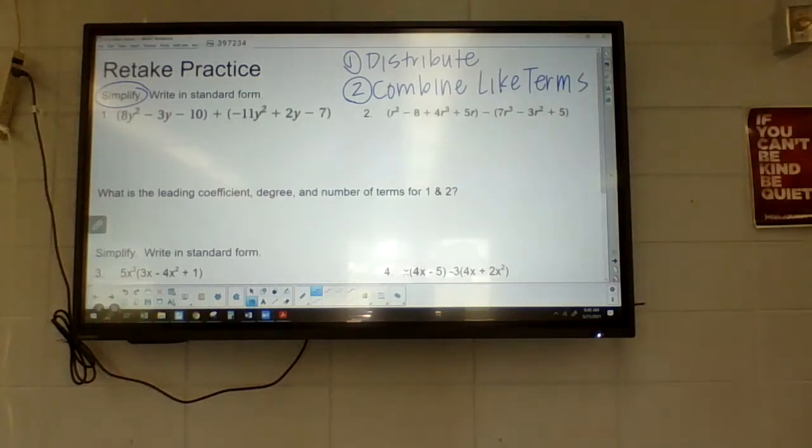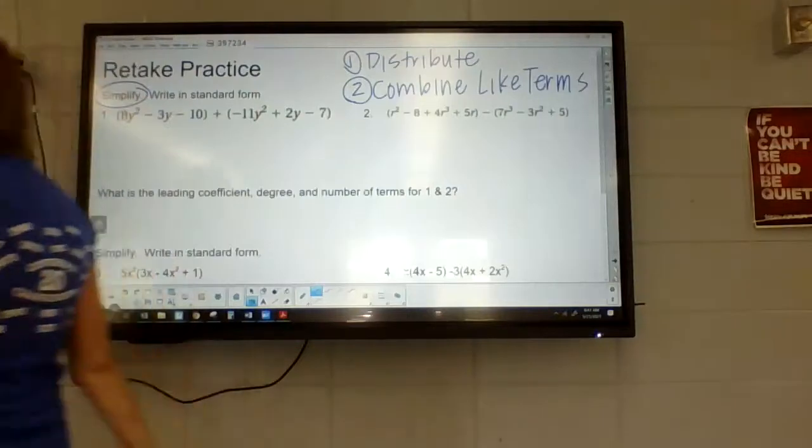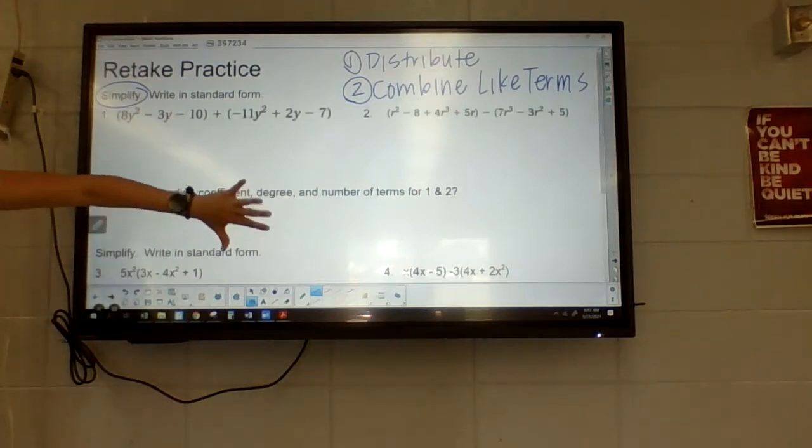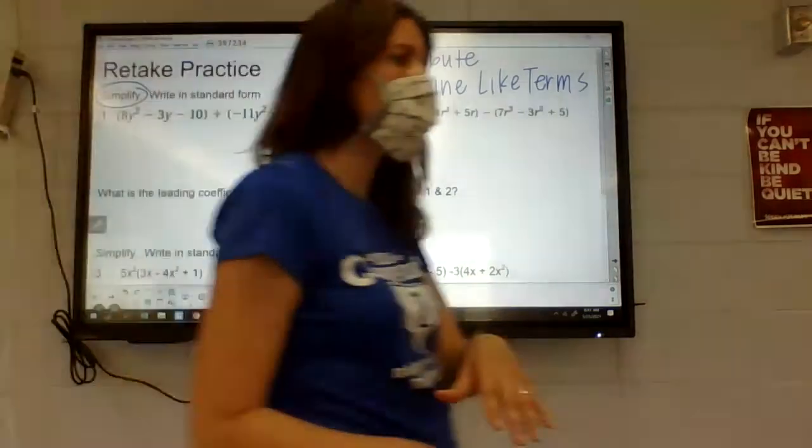So distribute first, then combine like terms. So in 1 and 2, hopefully you guys notice these are not FOIL. Can you tell the difference? There's either an addition or a subtraction there that tells us those aren't FOIL. Whereas down below, they have some different types of problems that might be FOIL.